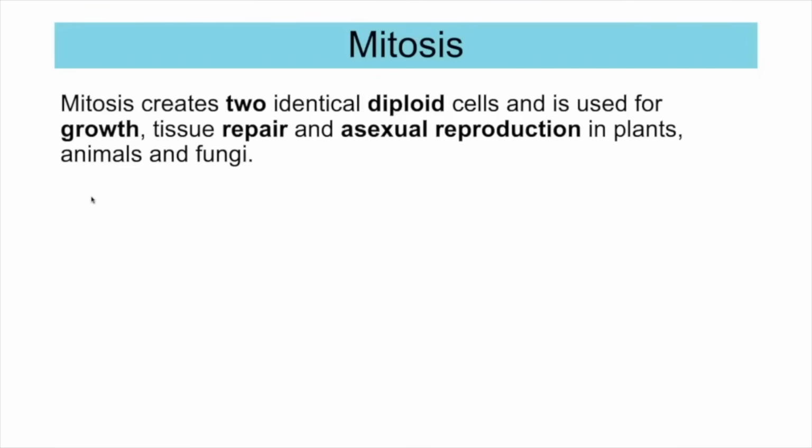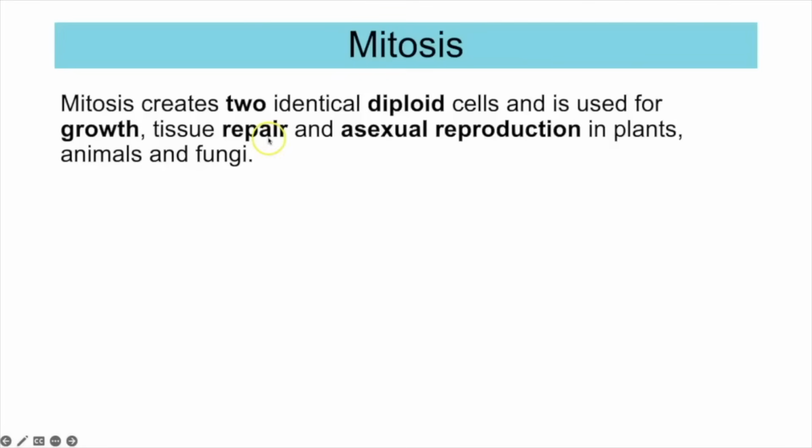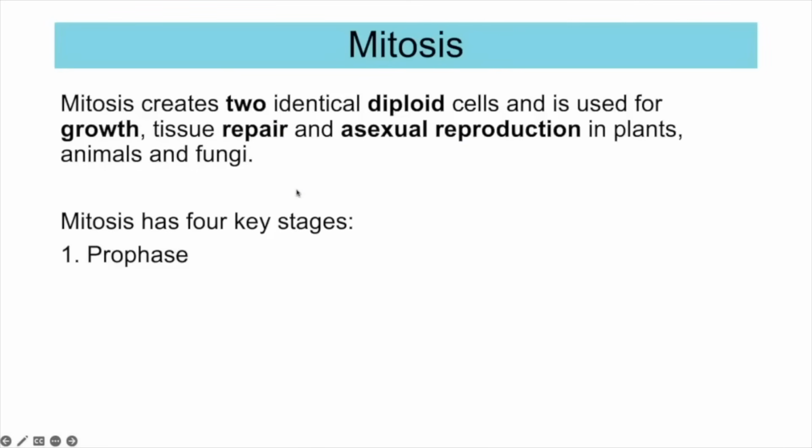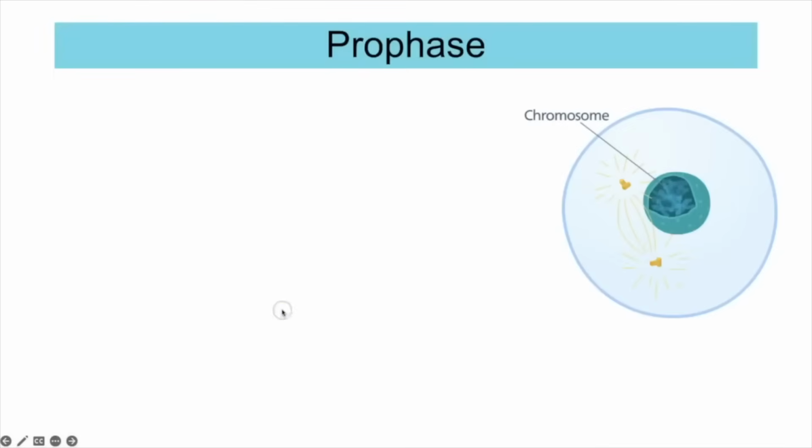So then move on to the first option for nuclear division, which is mitosis. One quick edit I've made here is to make sure it's really mark scheme specific. For mitosis, you have to say it creates 2 genetically identical diploid cells. So you would have to say genetically identical to get the mark. And it's used for growth, tissue repair, and asexual reproduction in plants, animals, and fungi. There are 4 key stages: prophase, metaphase, anaphase, and telophase, or PMAT, as a way to try and remember it.